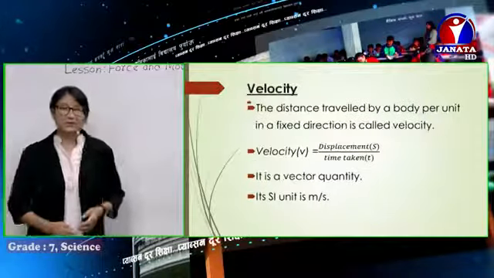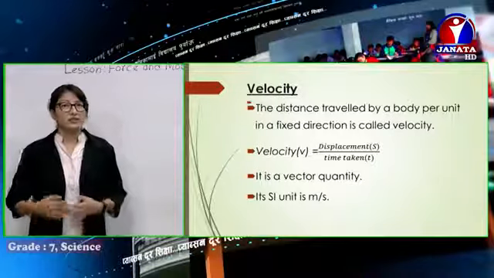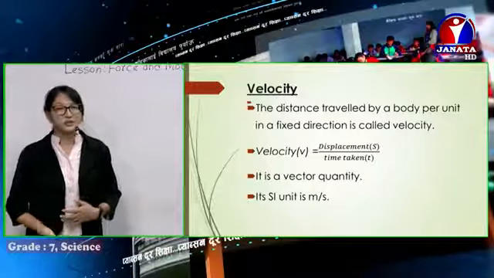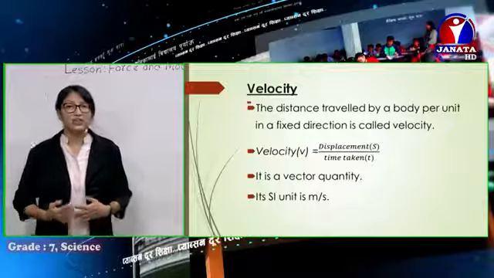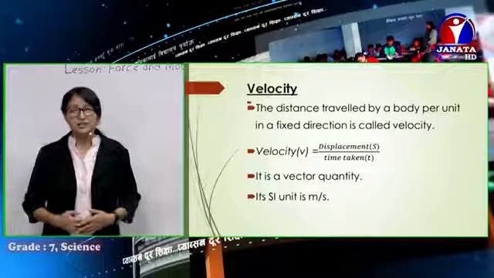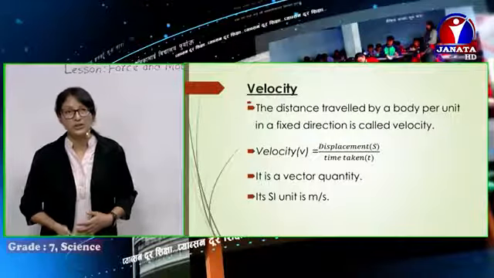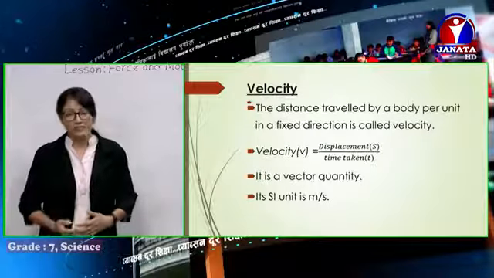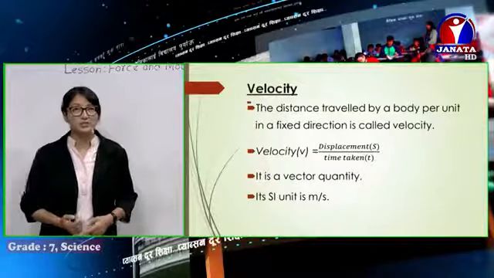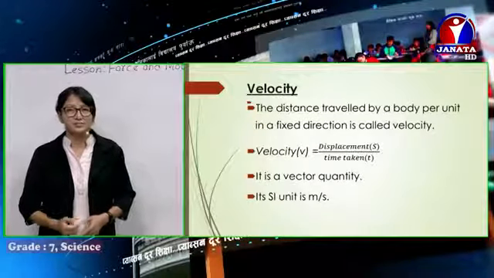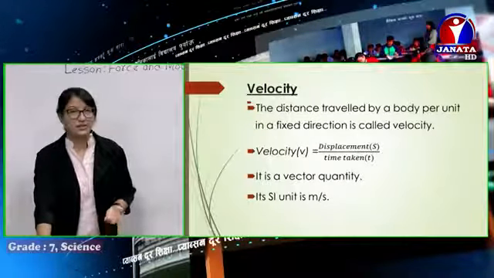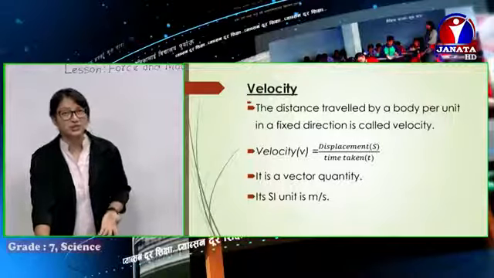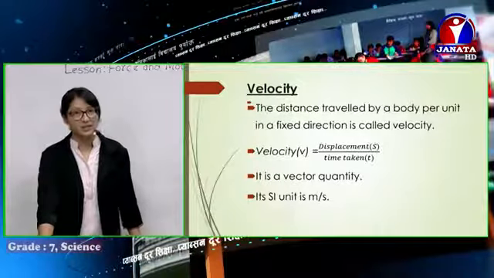Next we have velocity. Velocity is the displacement covered in a certain time, the total distance traveled by a body in a fixed direction per unit time. You can remember the formula as displacement divided by time taken. It has direction and magnitude, so it's a vector quantity. Its SI unit is meter per second.